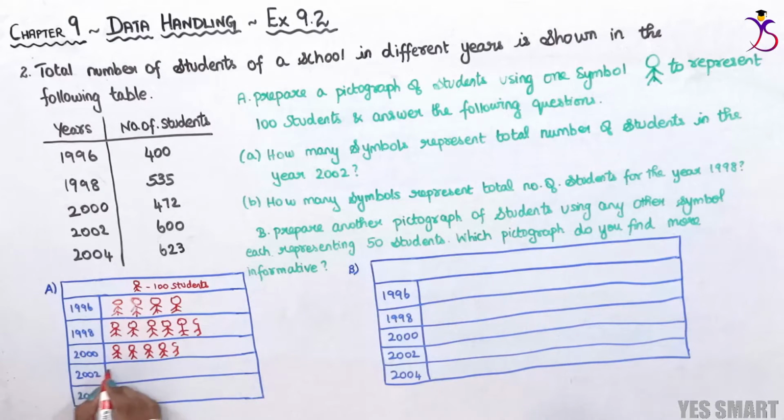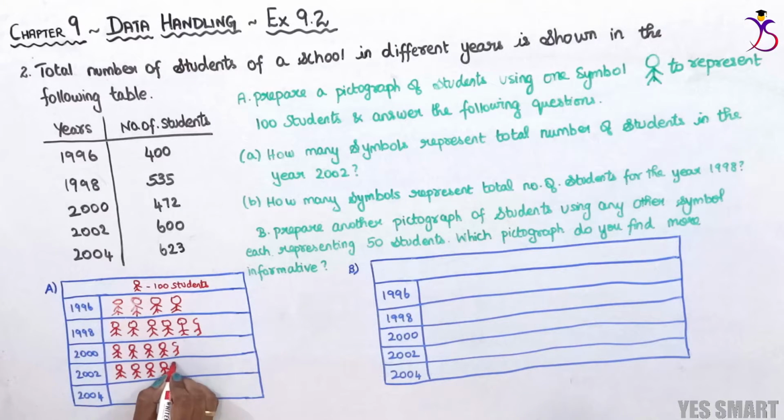2000 to 600. So 6 symbols we need to draw. 100, 200, 300, 400, 500, and 600. At last, 2004, 623. We need to draw 6 complete symbols and 1 half symbol to represent that 23.